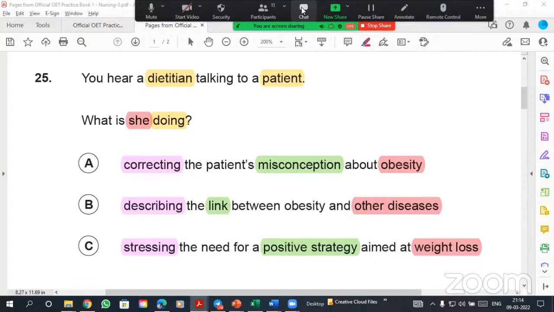7, 6, 5. All of you together you have to submit. 4, 3, 2, 1, and submit. That's it. That's the spirit.